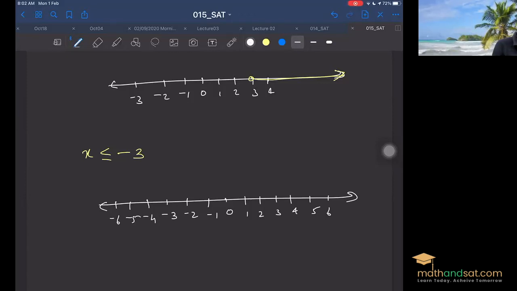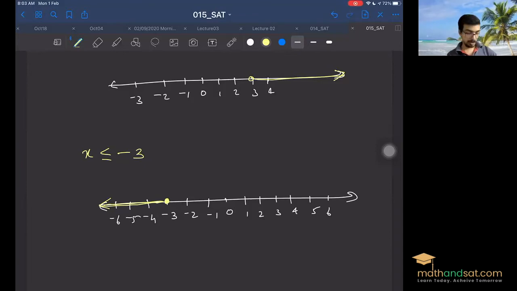In this case, minus 3 is included. So you just put a dot to indicate that minus 3 is also included in the solution. Cool. So this idea is clear, right? Please let me know.